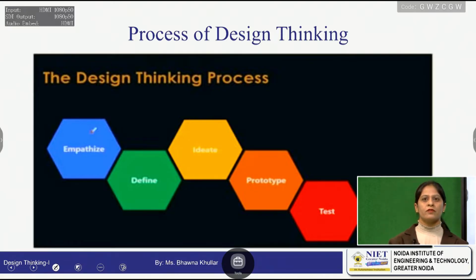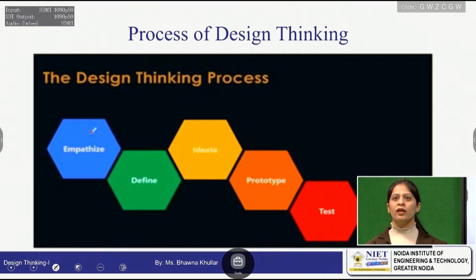There are 5 steps for design thinking. First one is empathize, then define, then ideate, then prototype, and the last one is testing. Empathize means understand the user's need, understand the problem, understand the customer's need, and then define it by many ways, by brainstorming, by discussion. What is the problem of the user? Firstly we have to understand the problem of the user, then define it by many ways.